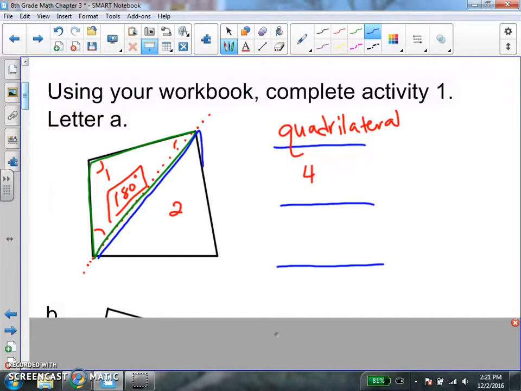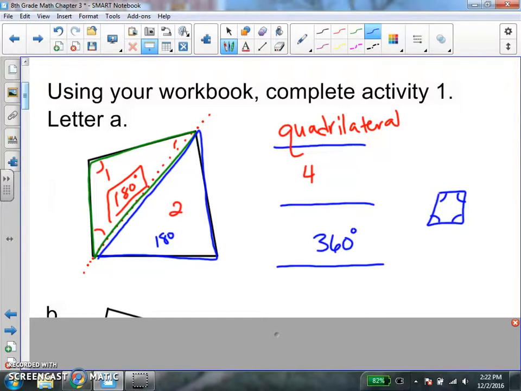So if I were to add these up, I'd have 180 degrees in the green triangle and also 180 degrees in the blue triangle, giving me a total then of 360 degrees for a quadrilateral. Every quadrilateral? Yes. Every single quadrilateral, four-sided shape, has an interior measure. The sum of these four angles, 1, 2, 3, 4, adds up to 360 degrees.